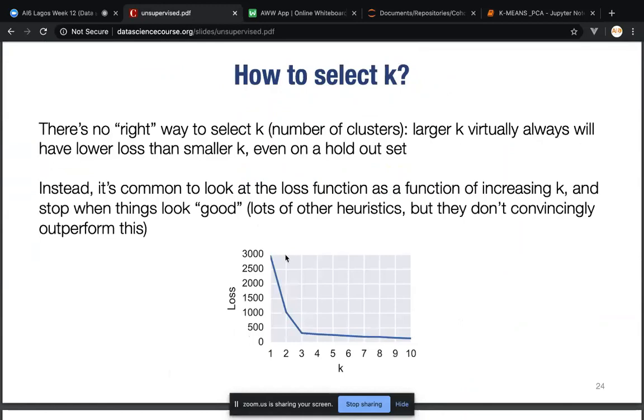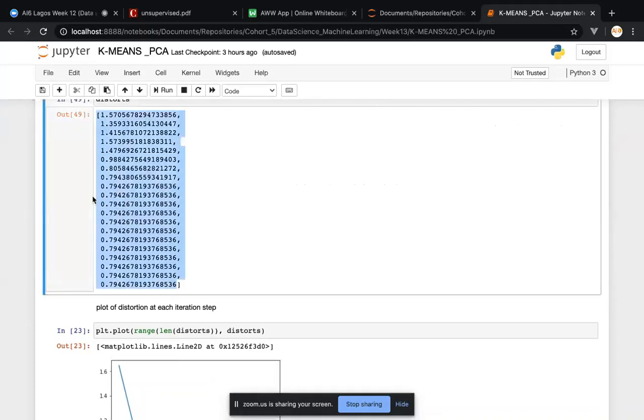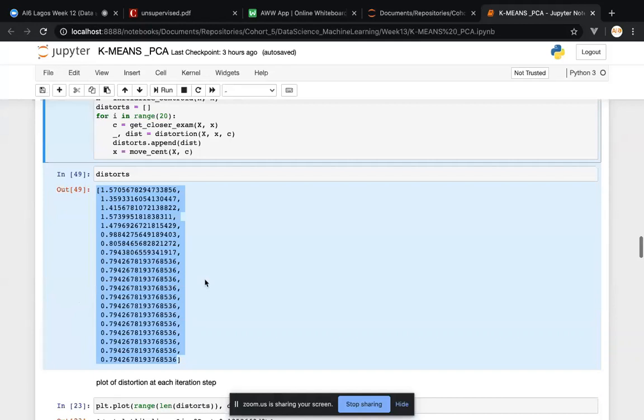And if you plot the distortion, that's what you have here, right? This is what you would have. It's no longer changing, and that's what you would see here. So it starts from something around 1.5 and then reduces, okay, right? That's what gives us.